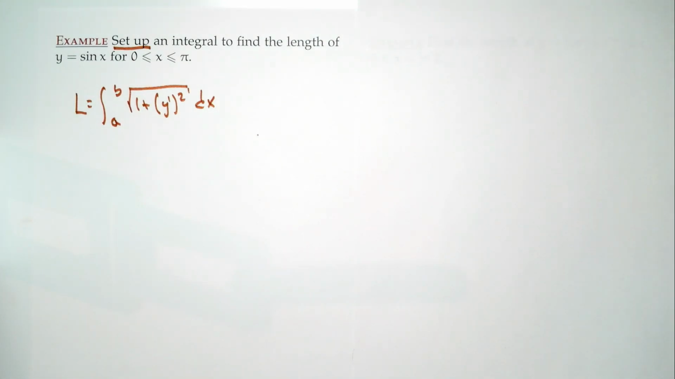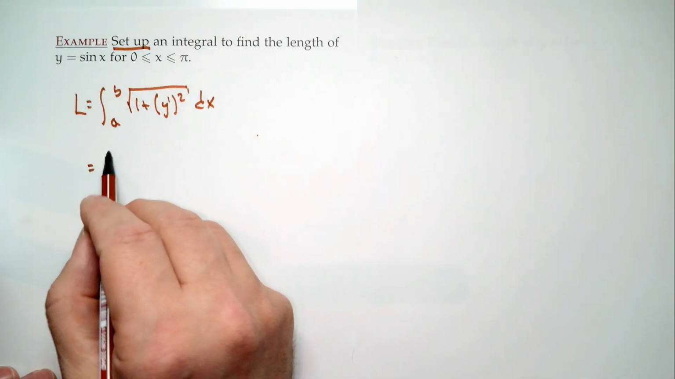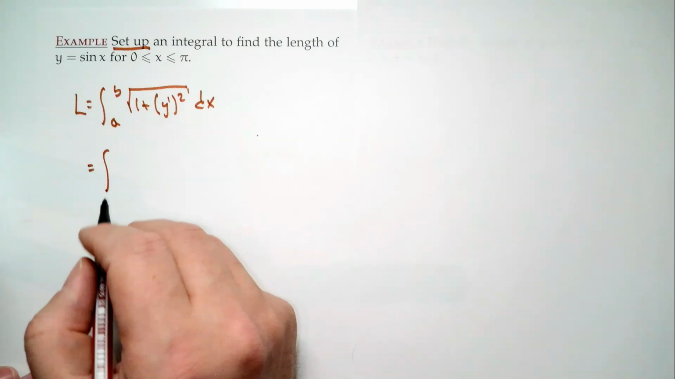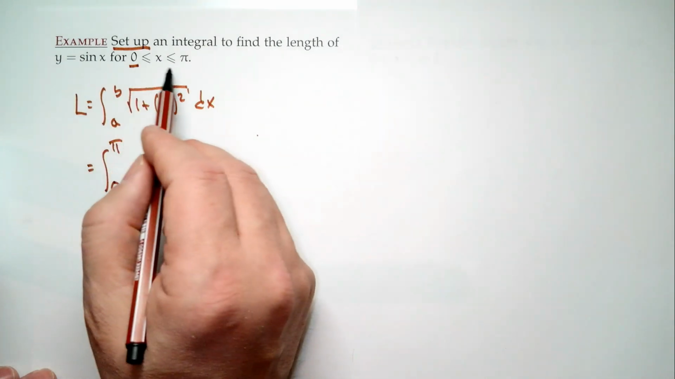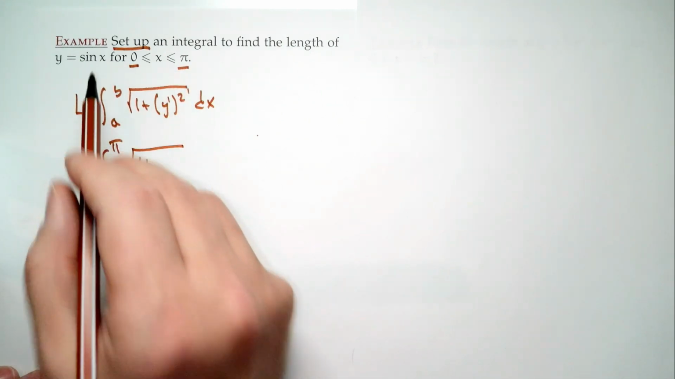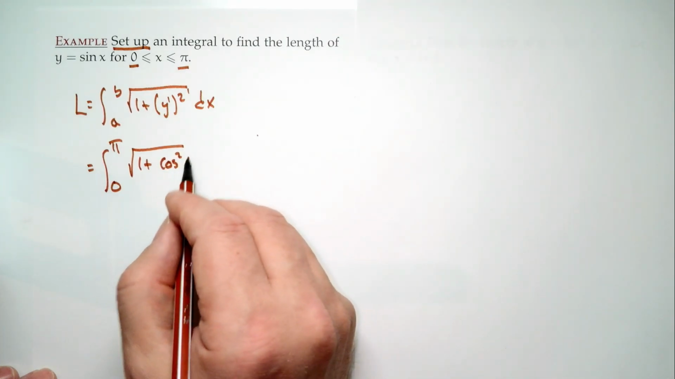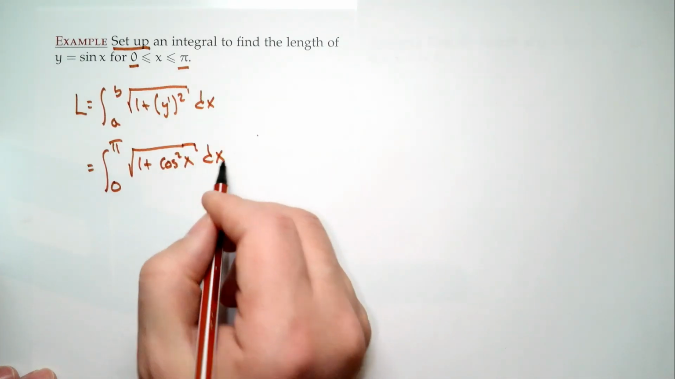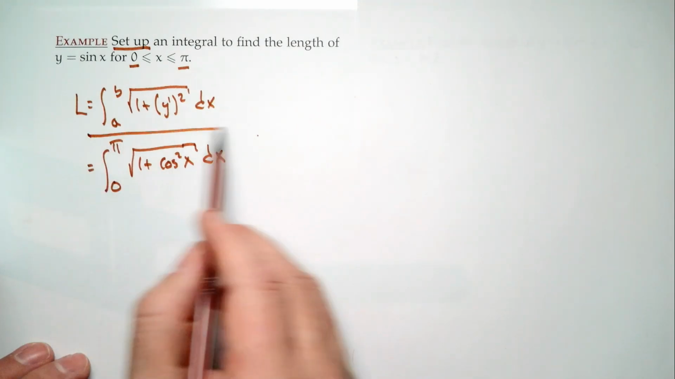All right. So for us, what's our setup? Well, our bounds are 0 to pi, given to us here. The integral from 0 to pi of the square root of 1 plus the derivative of sine, cosine, cosine squared x dx. Now, what do we do next? Yeah, we're done. We set it up.